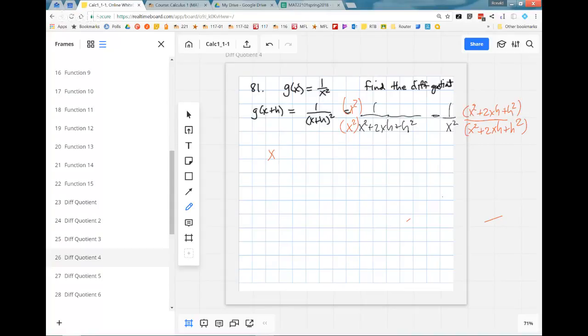Well, let me rearrange this a little bit. Let's get rid of these stray marks. Okay, so now my common denominator is going to be this x squared times x squared plus 2xh plus h squared that we have in both cases here. So we have a common denominator, so we can bring it together. And on the top, we have x squared minus, and then this whole thing.